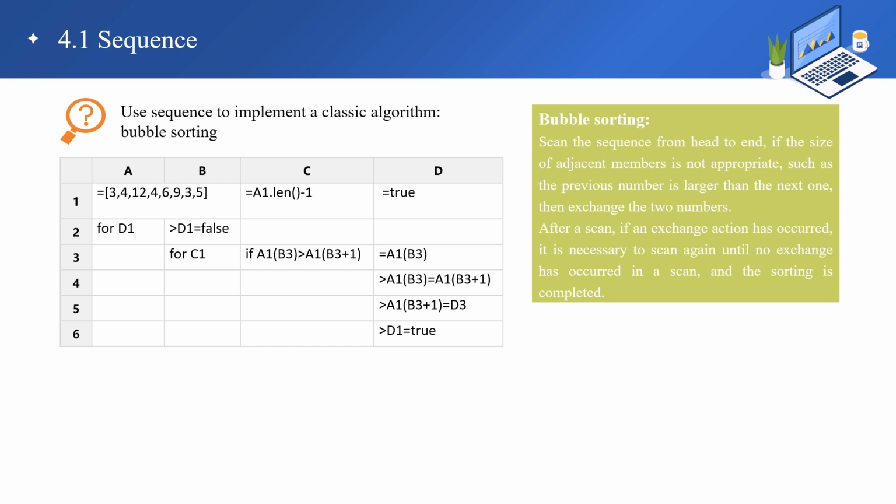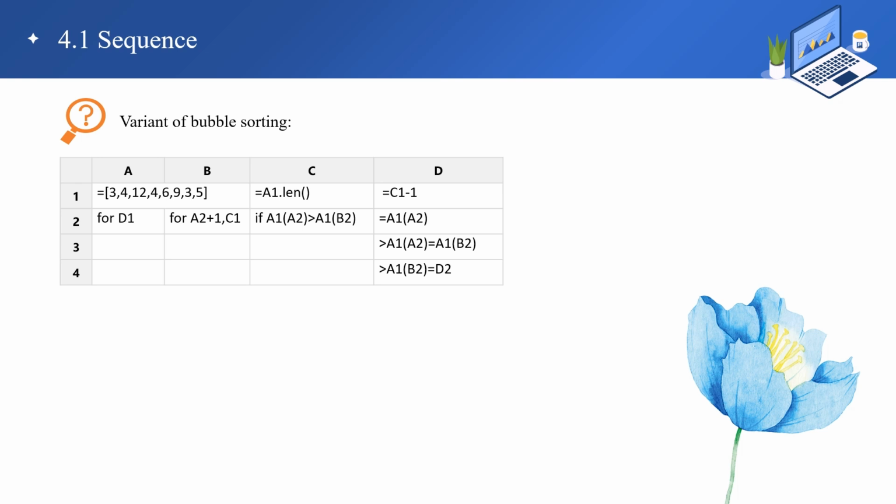The data to be sorted is in A1. After the outer loop starts, D1 is set to false to assume that this is the last loop, and then the sequence is scanned. If the size of adjacent members is not appropriate, the exchange is implemented, and D1 is set to true, so that the next outer loop can be carried out. If there is no exchange, D1 remains false and the outer loop ends. There is another common variant of bubble sorting. Please try to understand the principle of it by yourself.